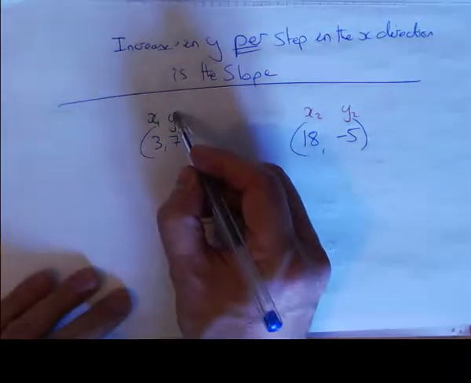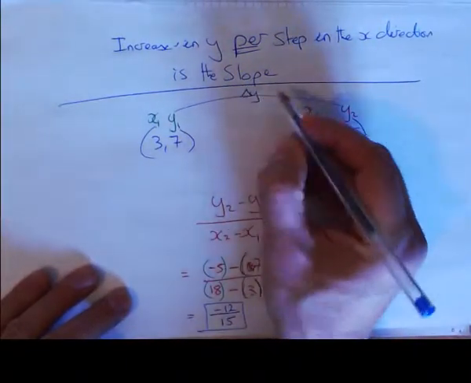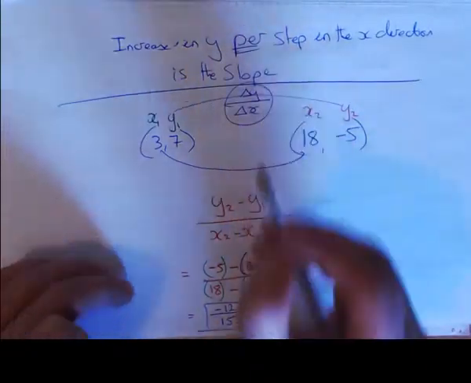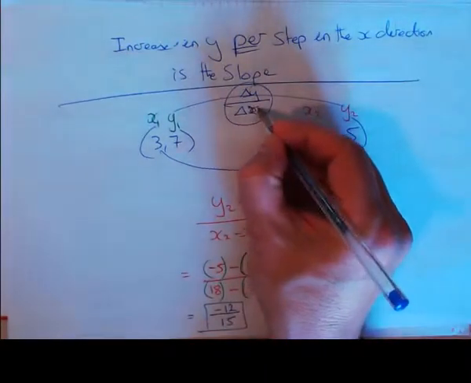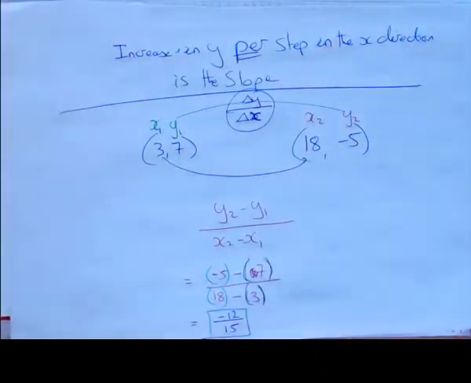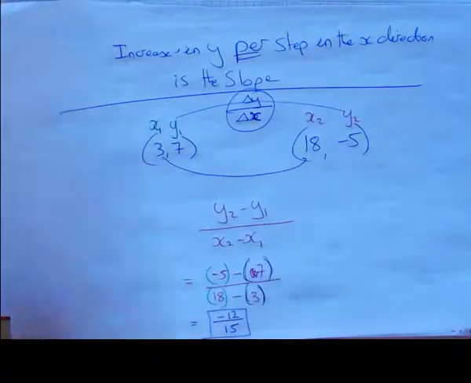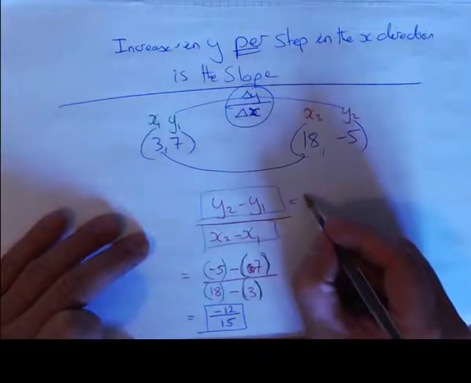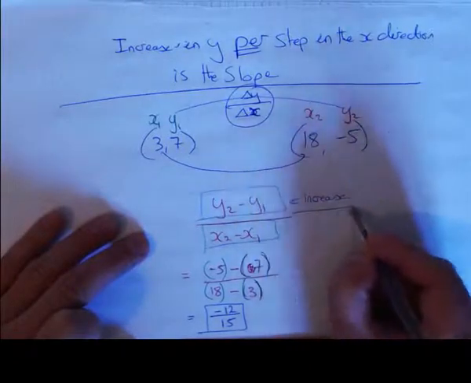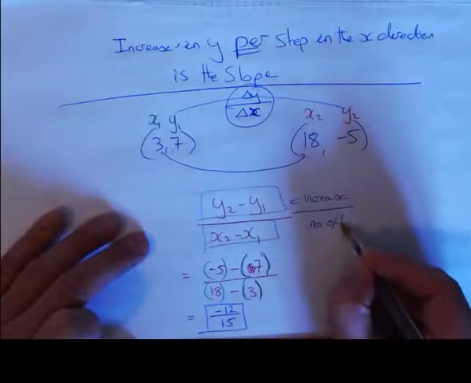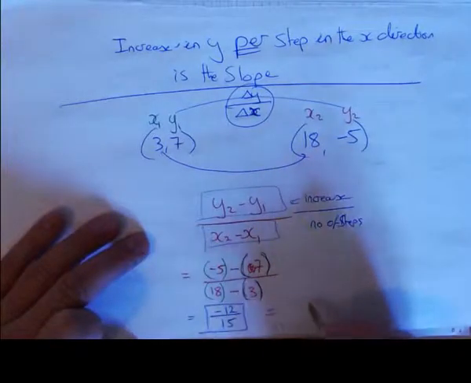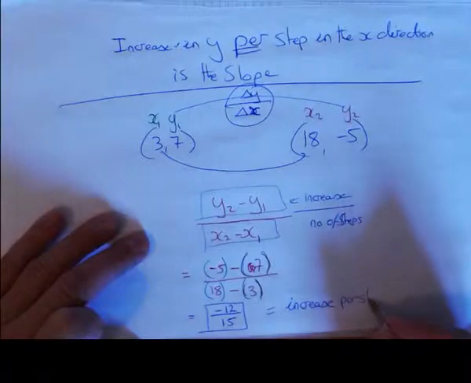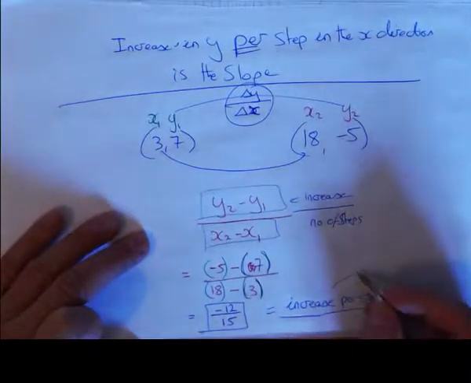It's the change in y over the change in x. This is a symbol you probably won't come across in school too much, but it just means the change in y over the change in x. In this particular case, it's the increase divided by the number of steps is equal to the increase per step, or the increase for each step, and that's called the slope.